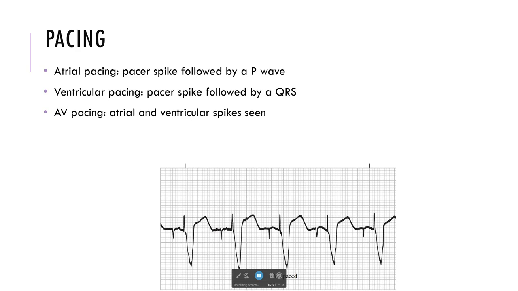Now, when patients are 100% paced, you cannot determine their own intrinsic rhythm because they're 100% paced. Now, if they're having a heart rate faster than their pacemaker, you may see intrinsic beats. You need to see several beats before you can determine what their intrinsic rhythm is, whether it's sinus or atrial fib or atrial flutter and things like that.